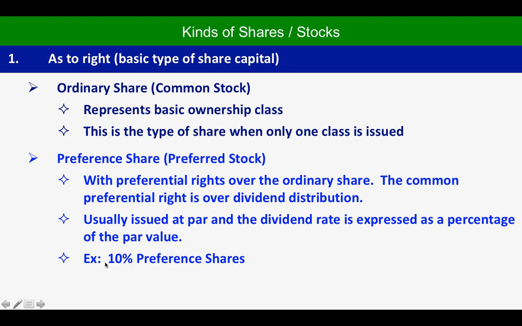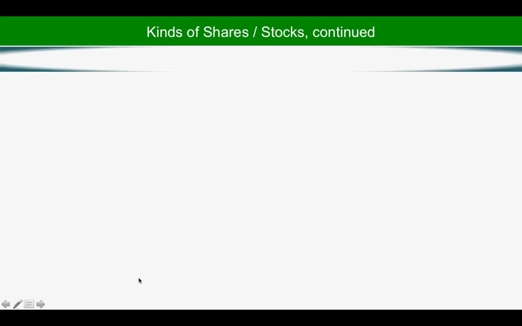Oh, this is the illustration, by the way, I'm sorry. Like, for example, preference share. 10% preference shares, meaning this type of preference shares is entitled to a 10% dividend, 10% from its par value. Okay, so if the par value is 500, so 10% of 500 is 50. So this type of preference shares will earn 50 pesos for each share. Okay, some will have 12%, some will have 7%, depending on the issued preference shares. Okay, let us continue.